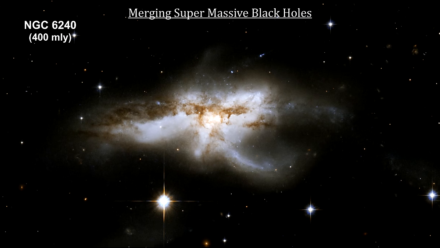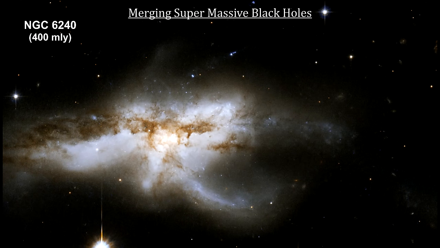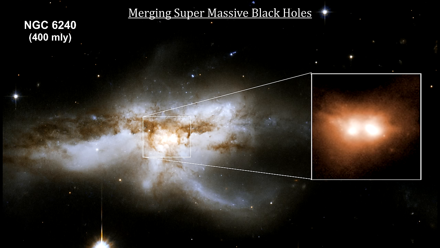Here's the recently merged galaxy NGC 6240. It has two supermassive black holes orbiting each other 2,240 light years apart. That's 750 parsecs. They are orbiting in a sea of molecular gas with a mass of around 9 billion times the mass of our Sun, as measured by the Atacama Large Millimeter Submillimeter Array in northern Chile.